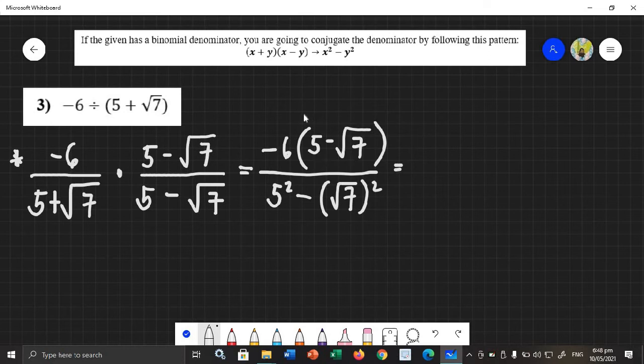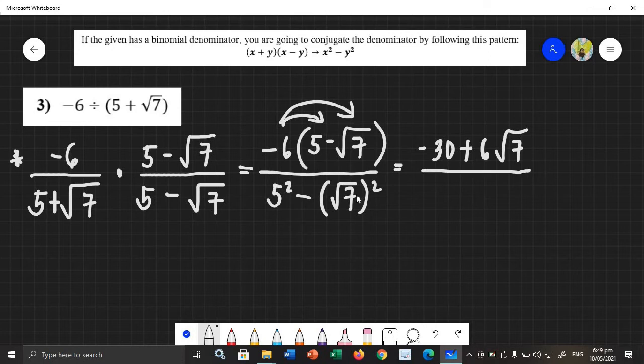And then simplifying this, distribute natin si negative 6 each term inside the parenthesis. So negative 6 times 5, we have negative 30. And then negative 6 times negative square root of 7. So technically, ang numerical coefficient ni square root of 7 is negative 1. So negative 6 times negative 1, the answer is positive 6. And then copy natin yung radical square root of 7. All over, 5 squared is 25 minus square root of 7 squared.